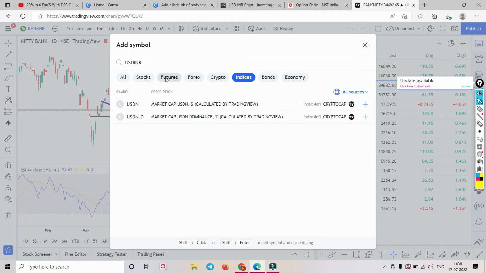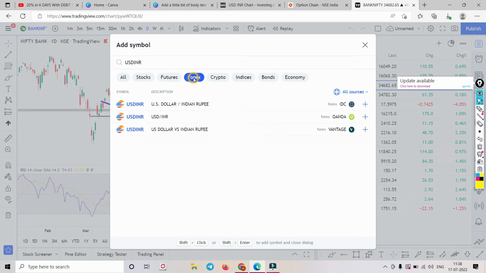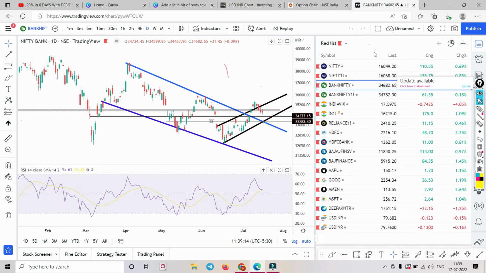What is that, indices or crypto cap? I'm not sure, friends, honestly. USDINR forex. Okay, let me see, only for reference purpose I'll take this one. Okay, US dollar, Indian rupee, USDINR. I'm not sure what its quant is and everything. Okay, let me take this also, and this one also. Okay, now, yeah, both are the same.